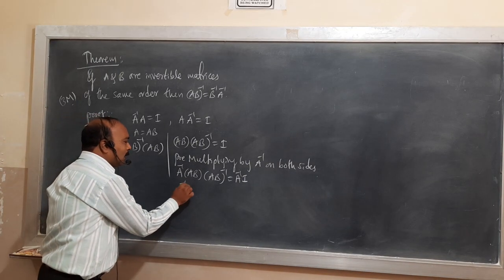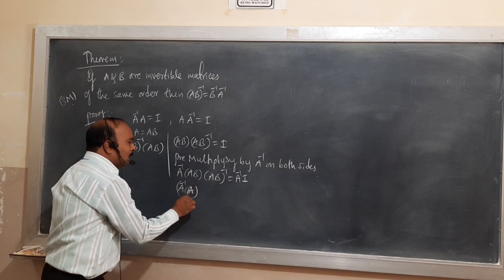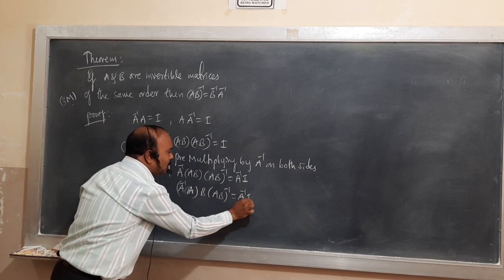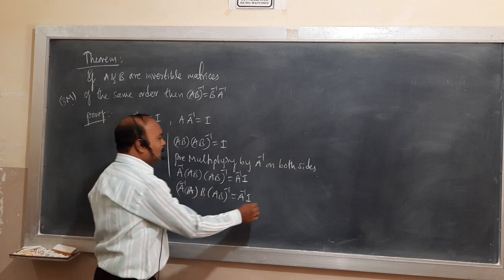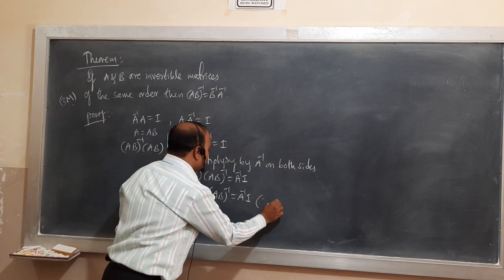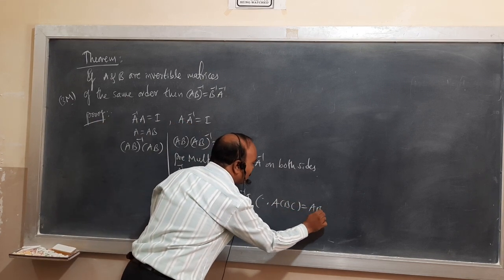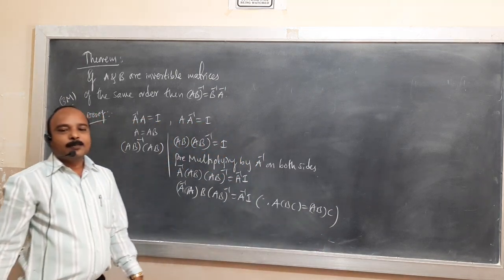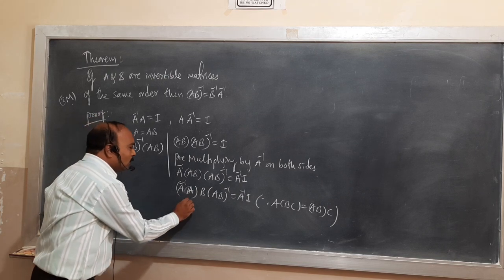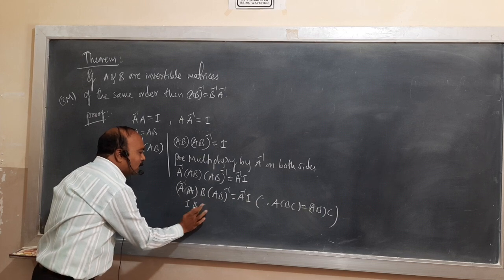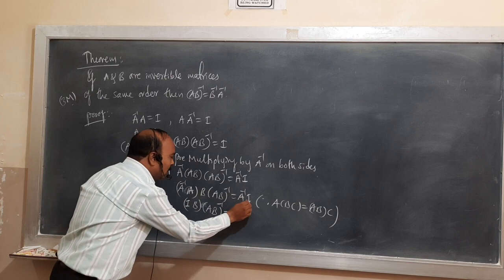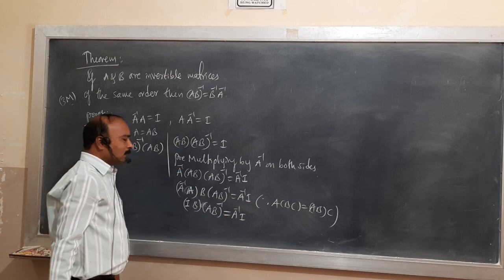Now it is written as (A inverse into A) into B into (AB) inverse equal to A inverse into I. Now which property is applied here? Because it is in the form of A into BC, I wrote it as AB into C. A into BC equal to AB into C. It is the associative property of multiplication of matrices. Now as we know that A inverse into A equal to I, we get I into B into (AB) whole inverse equal to A inverse into I. It is as it is.